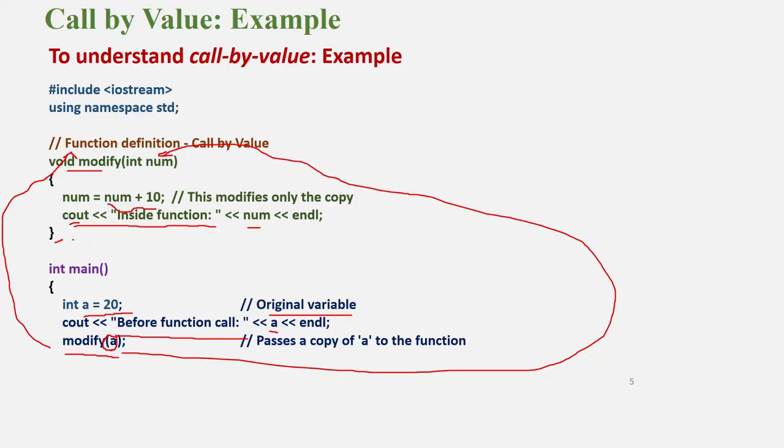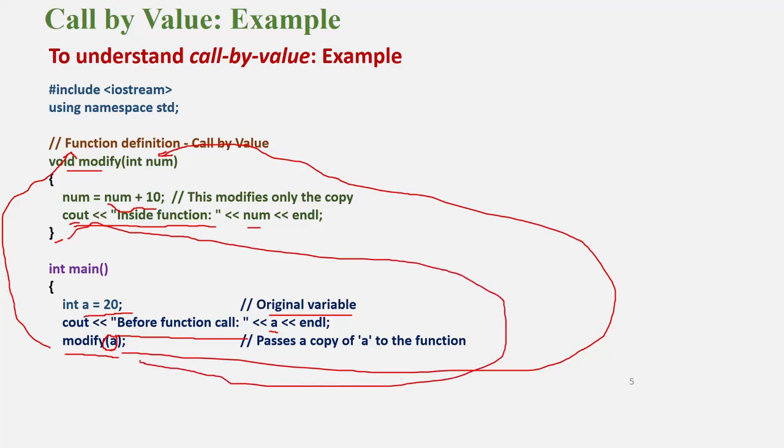Now once this function is executed, the program control will come back here, and we have to check whether, after returning, the value of a is modified by the modify function or not. For that we will again display the value of a in the main program. So cout: after function call, display a. Then return 0 and close the main definition.